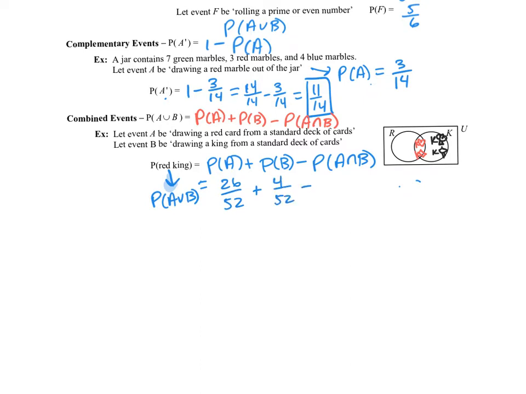But if we stop there, our probability will not be correct because we will have counted these two cards twice. So we need to subtract the probability of being both red and a king at the same time. There are two of those, so we subtract 2 out of 52. Simplifying, we get 28 out of 52. You can leave your answer like that, or reduce it to 7 out of 13. Both are considered correct.